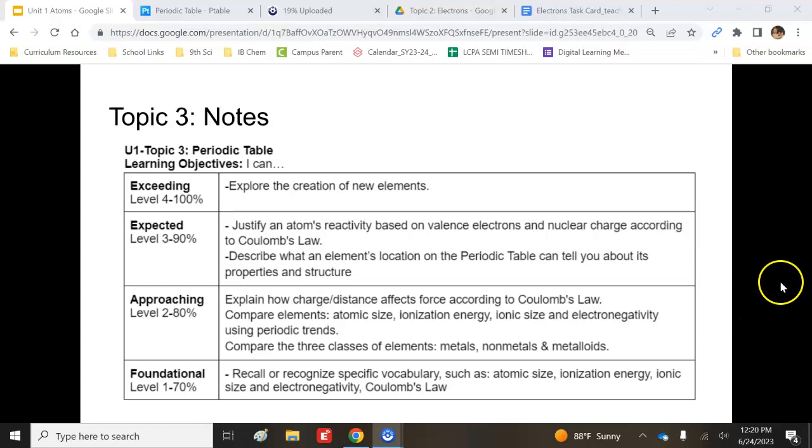So in our expected section, we are justifying an atom's reactivity based on valence electrons and nuclear charge according to Coulomb's law. So we're going to review what we looked at with Coulomb's law in our virtual lab. We're going to describe an element's location in the periodic table and what it tells you about its properties and structure.